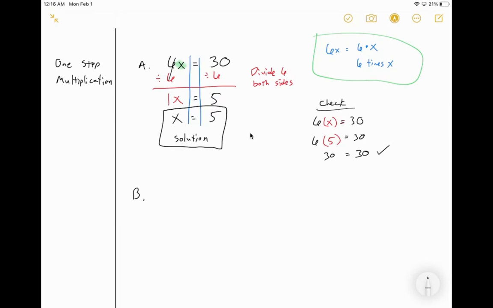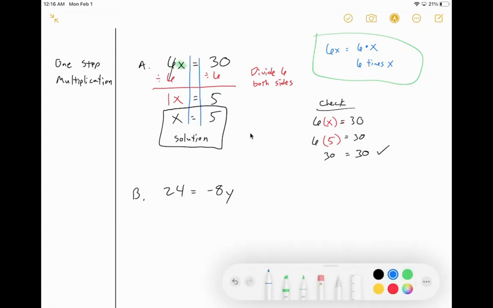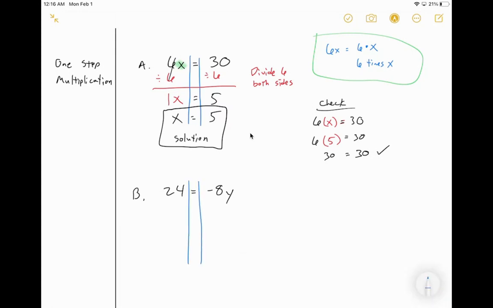How about this one? 24 is equal to negative 8y. Now this problem, actually, people get really confused. They see the negative 8 and they think about yesterday's lesson and they say, I got it, Mr. Leong. I know what to do. I'm going to draw my wall. And then the way that I get rid of a negative 8 is I add 8, just like this. This is what I see all the time. Now, there's a problem there.